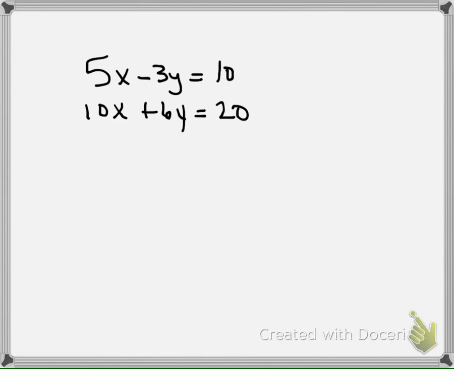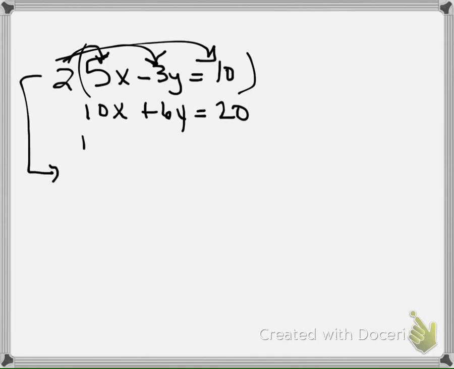Will we still multiply that? Which one do you want to multiply? Multiply by 2 on the 5. I like it. Now you can't just multiply the 5. You've got to multiply everything. So now we've got 10x minus 6y equals 20. Okay, the two 6y's equal 0.